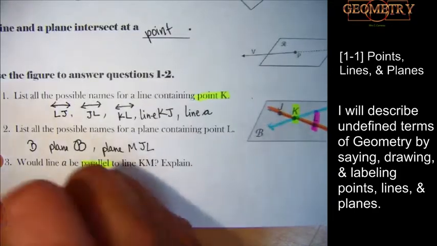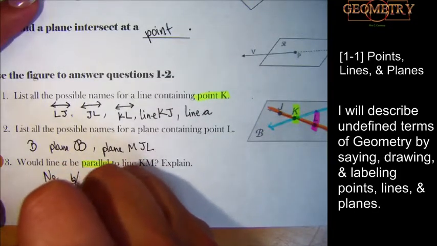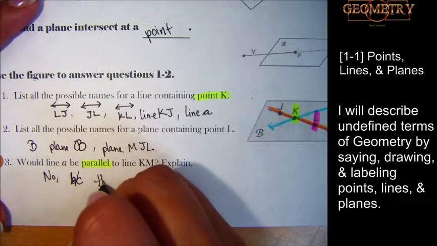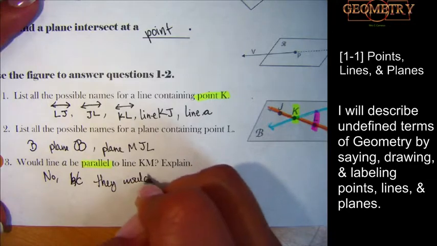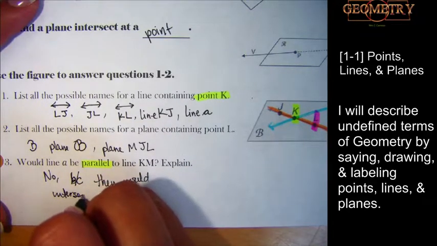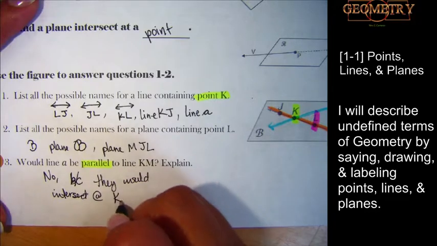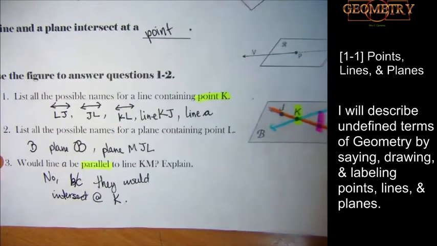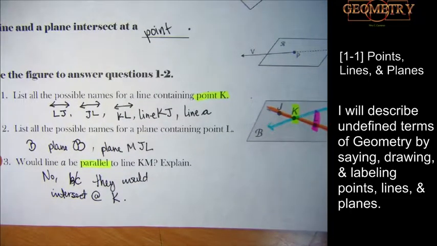Okay, so no, they would intersect at K. You don't need to write the word point in front of the capital letter to say that it's a point. You can just write the letter and everyone's going to know that you mean point K. So far, so good? Yeah? All right, join me on the back side of the page in 3 seconds.